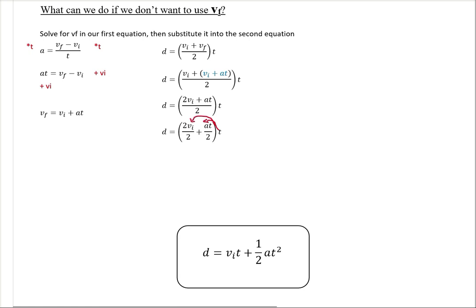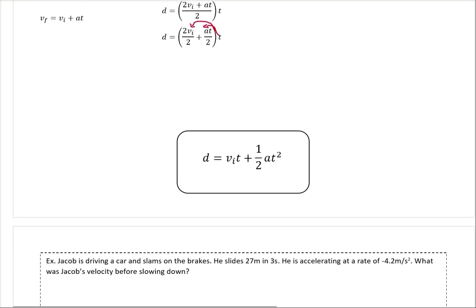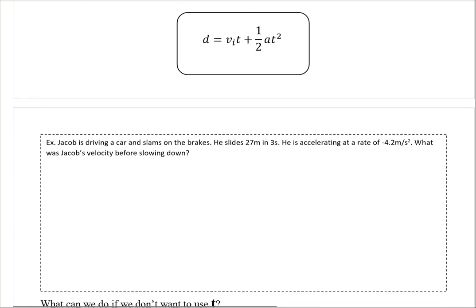So let's try to put this into a question. Looking on the next page, I see Jacob is driving a car. He slams on the brakes. He slides 27 meters in 3 seconds. The acceleration is negative 4.2 meters per second squared. What was Jacob's velocity before slowing down? I always like to start by listing out my Vi, Vf, a, d, and t. His initial velocity, the velocity before slowing down, that's Vi. That is the thing I don't know, so I'm going to give that a couple of question marks.